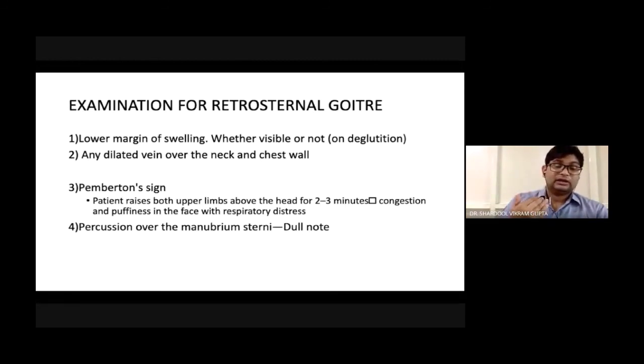or on the neck. And then you will demonstrate the Pemberton sign, which should not be actively demonstrated, because of compression at the thoracic inlet or thoracic outlet. There is no difference between thoracic inlet and thoracic outlet; both are the same thing. The surgeons say thoracic outlet, and the anatomists say thoracic inlet. So the SVC is compressed, and then you ask the patient to raise both limbs like this for 2-3 minutes. Due to compression of the SVC at the thoracic inlet, there will be puffiness and congestion of the face, and the patient may land up in respiratory distress.